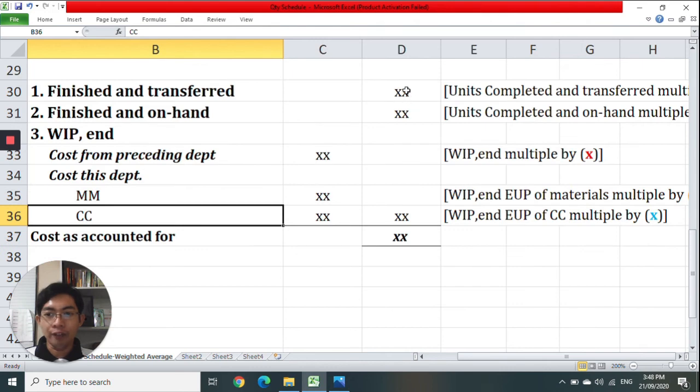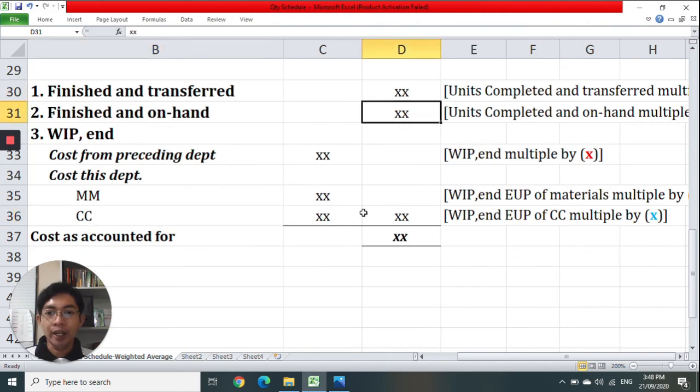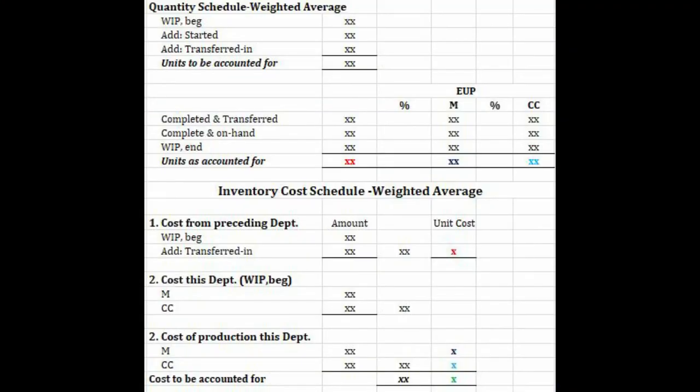Then we add the finished and transferred, finished and on hand, and the WIP ending total to get the cost as accounted for. Cost to be accounted for should be equal to the cost as accounted for. Any discrepancy may lead to error or there are certain units that are spoiled or lost during the process.